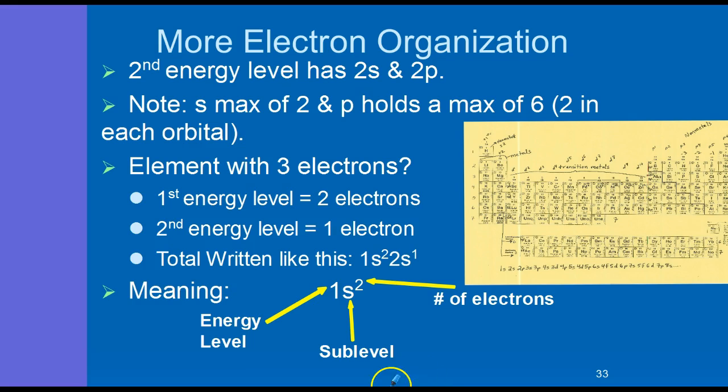So an electron configuration has this kind of notation. And you'll see a 1. The 1 represents the energy level. The s represents the sublevel, so you could have sublevels s, p, d, or f. And the superscript of a 2 represents how many electrons.